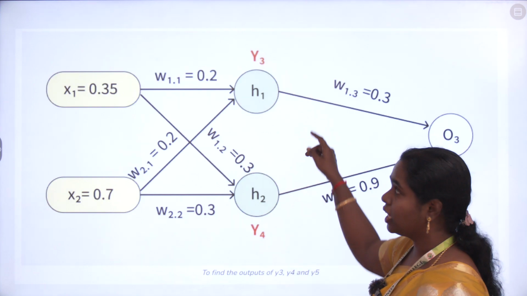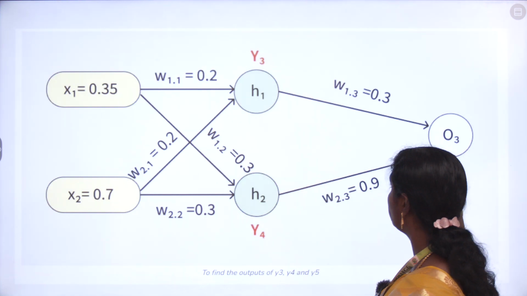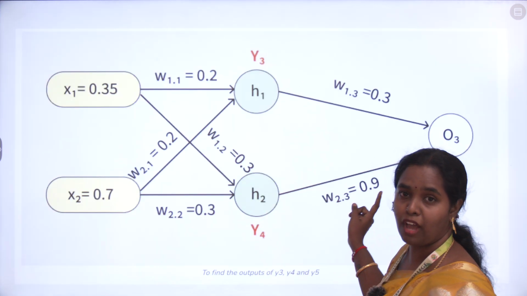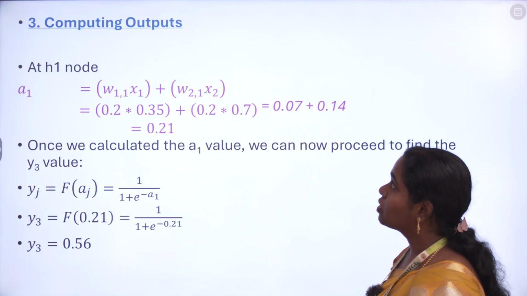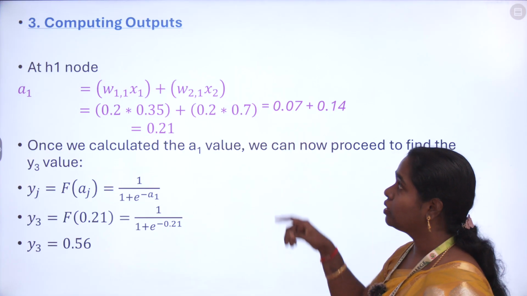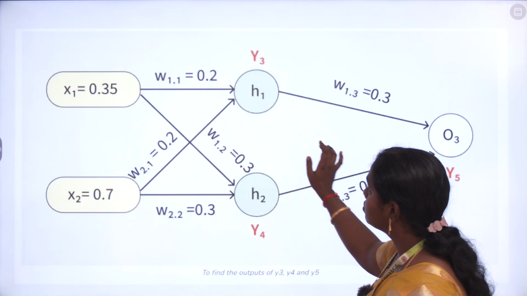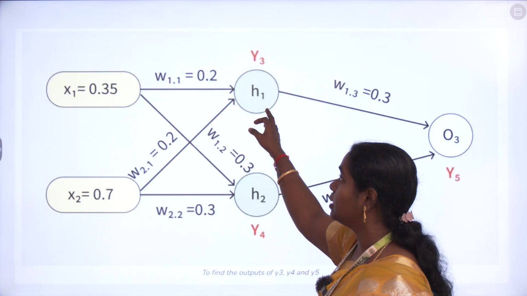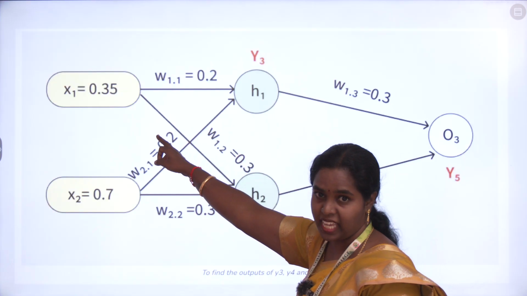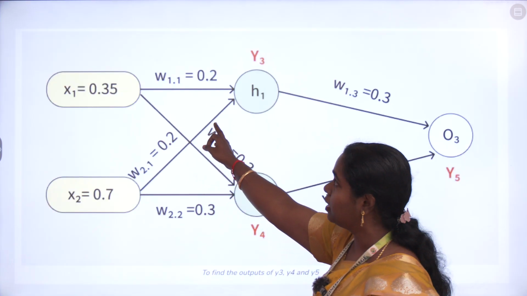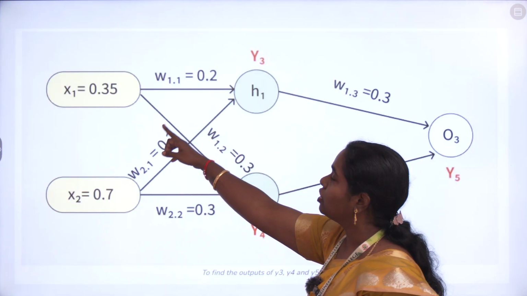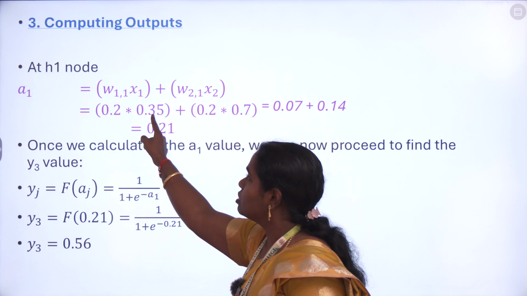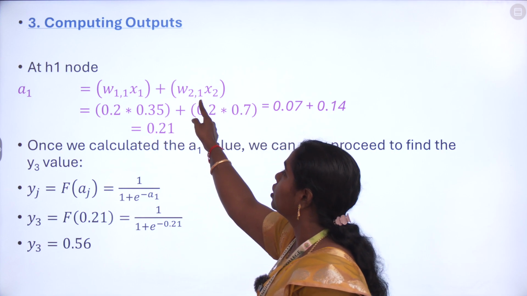Here we have to find the H1 node, H2, and then O3, that is the Y3, Y4, and Y5 values. First, computing the output at the H1 node. I already said in the previous slide how we can find the H1 value. We need to multiply X1 by the weight of the input layer, 0.35 into 0.2, plus weight of 2,1.